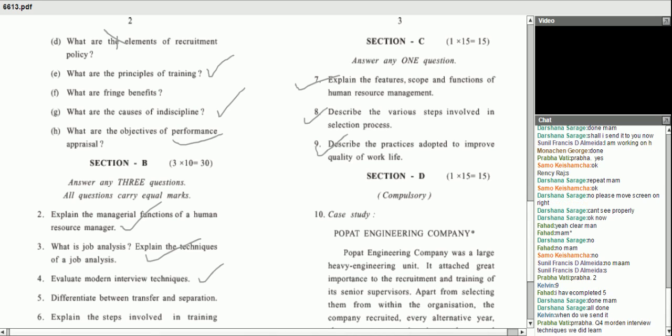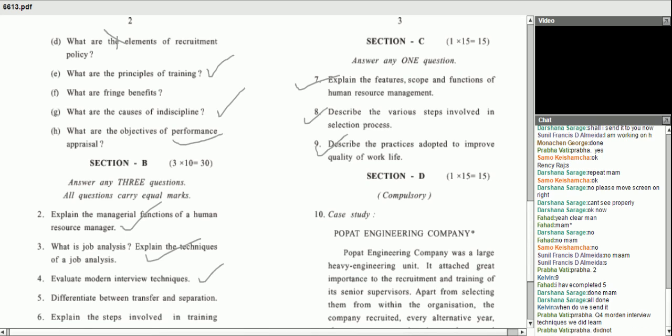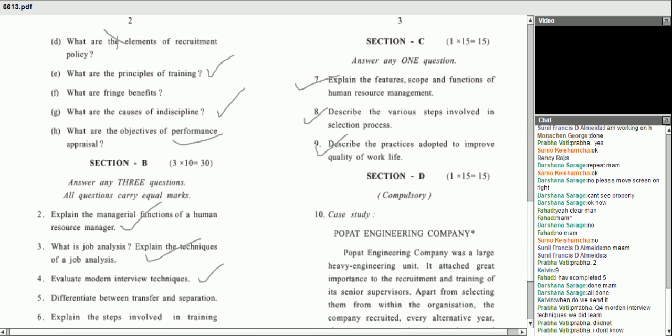And Kelvin, how about you? Yes, you have learned that. What are the modern interview techniques? Should I throw some light on that? Should I throw some light on that? Okay, okay, let me explain it to you.